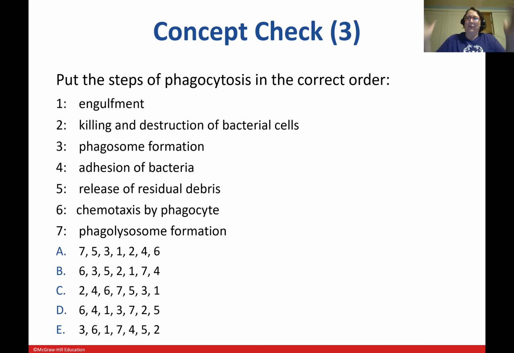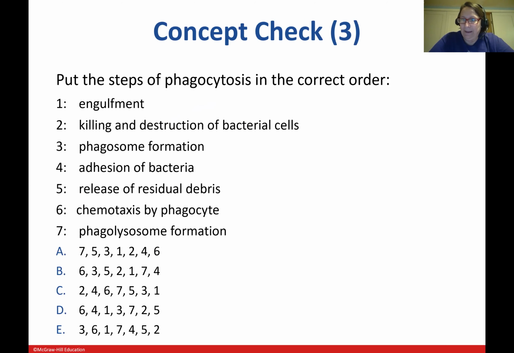Engulfment is when it actually wraps around the bacteria and pulls it in. The killing and destruction of the cells, that's pretty self-explanatory. Phagosome formation: once you have the bacteria encased in the cell membrane, that is the phagosome. Adhesion of bacteria, so when does that happen? Release of residual debris.